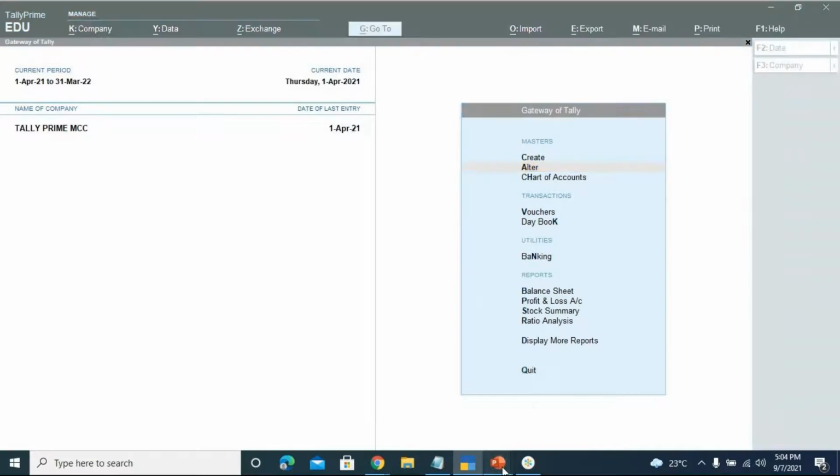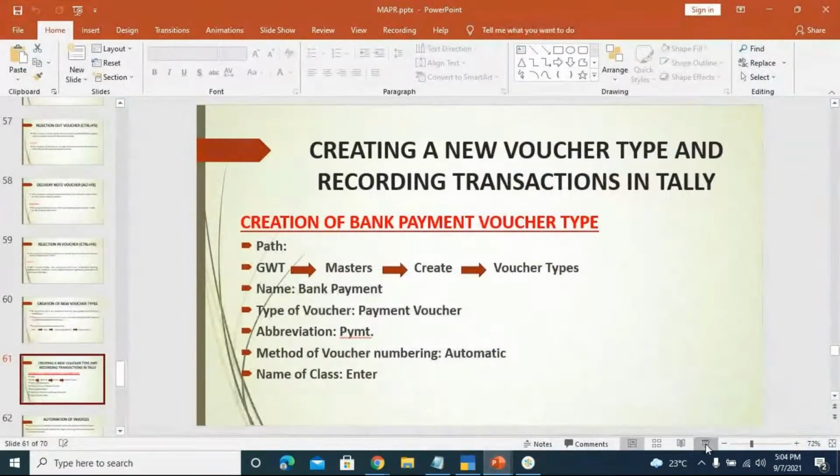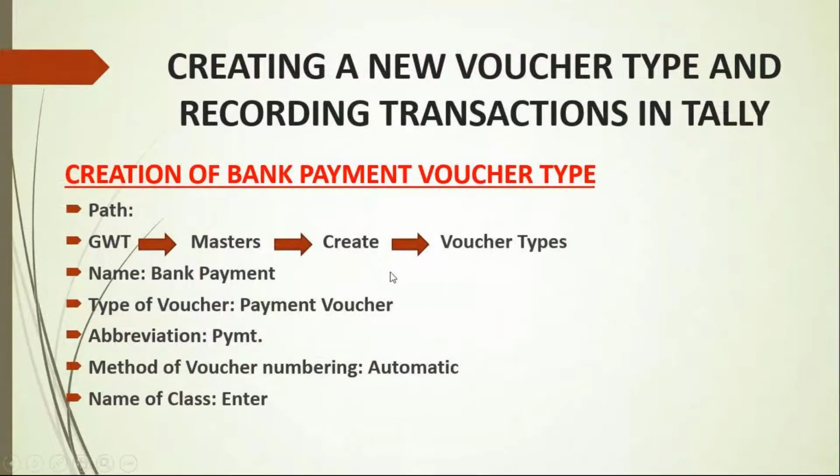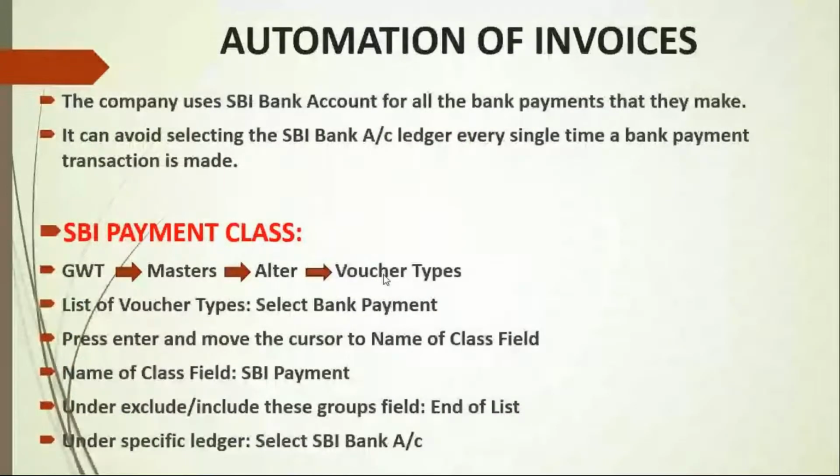Now let's go back to the entry. So same we have entered even in the Tally screen also. Yes, automation of invoices. Company uses State Bank of India bank account. Here I've given SBI. In case you have chosen any other bank account also, it's okay. Company uses SBI bank account for all the bank payments that they make. It can avoid selecting the SBI bank account ledger every single time a bank payment transaction is made.